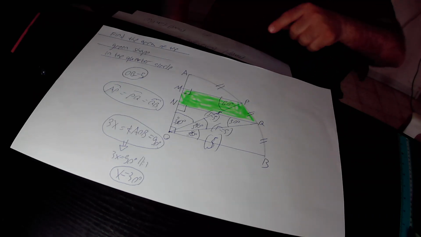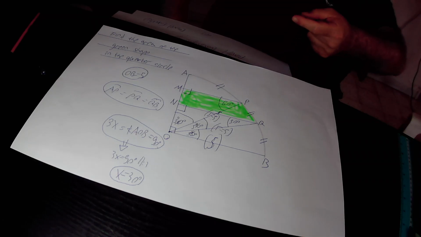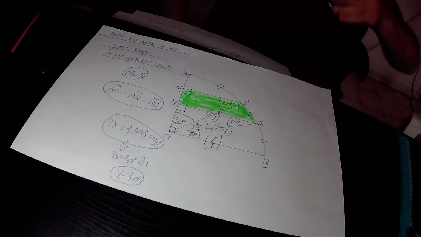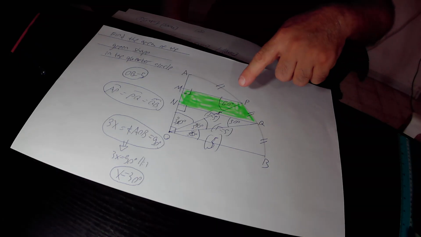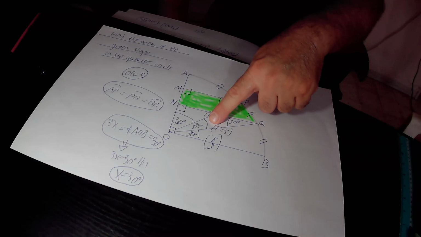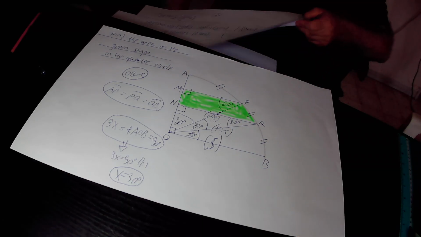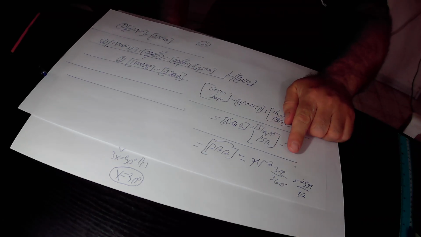But what is the area of this sector POQ? The area of any sector is equal to pi r squared, that is the area of the circle that contains the sector, times the angle between the legs of the sector over 360 degrees. Therefore, the area of sector POQ equals pi r squared times 30 degrees over 360 degrees.